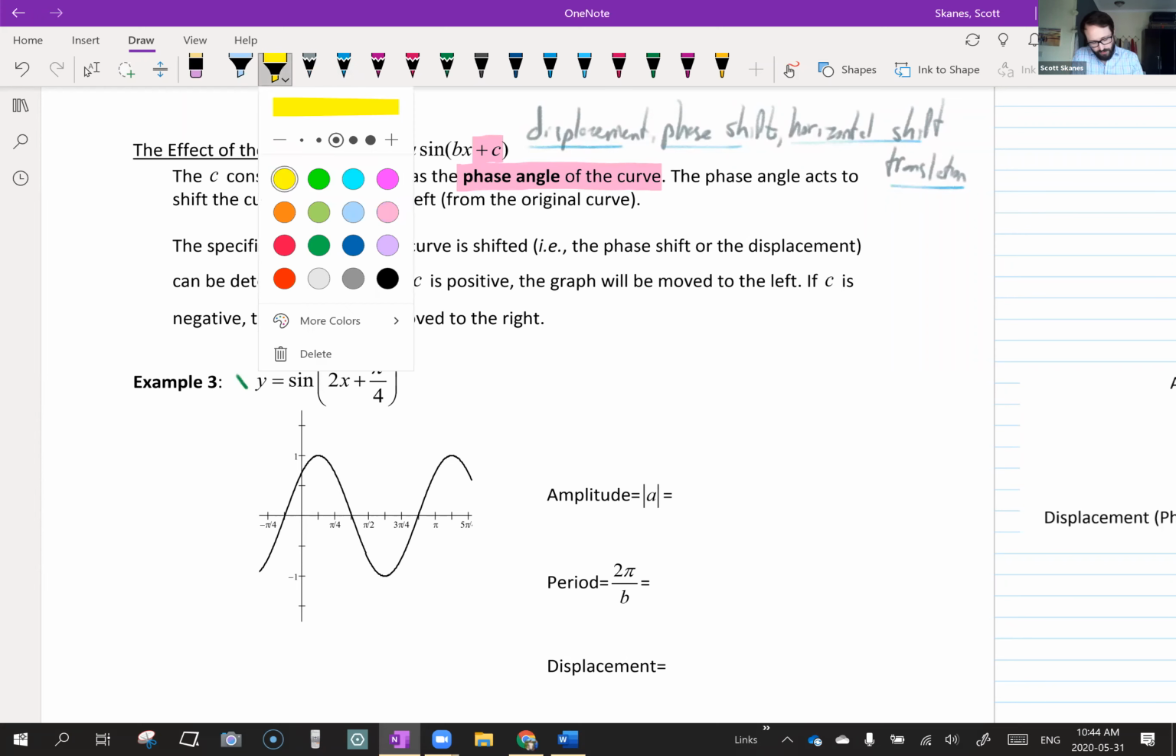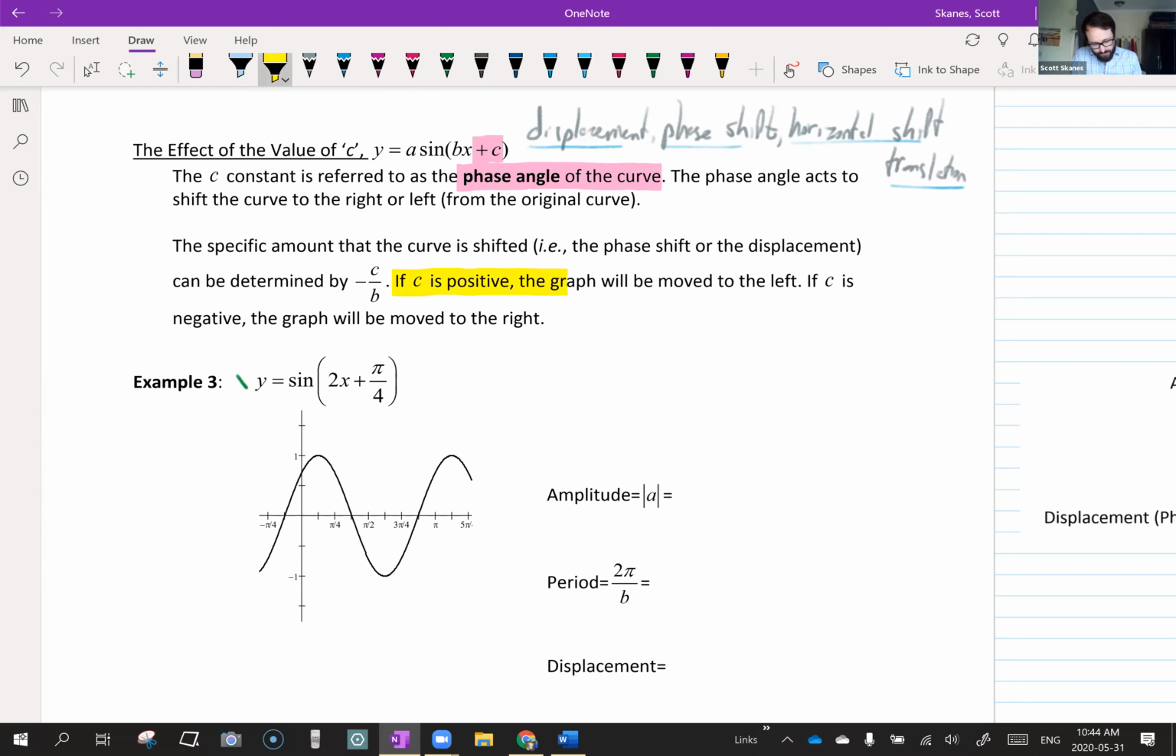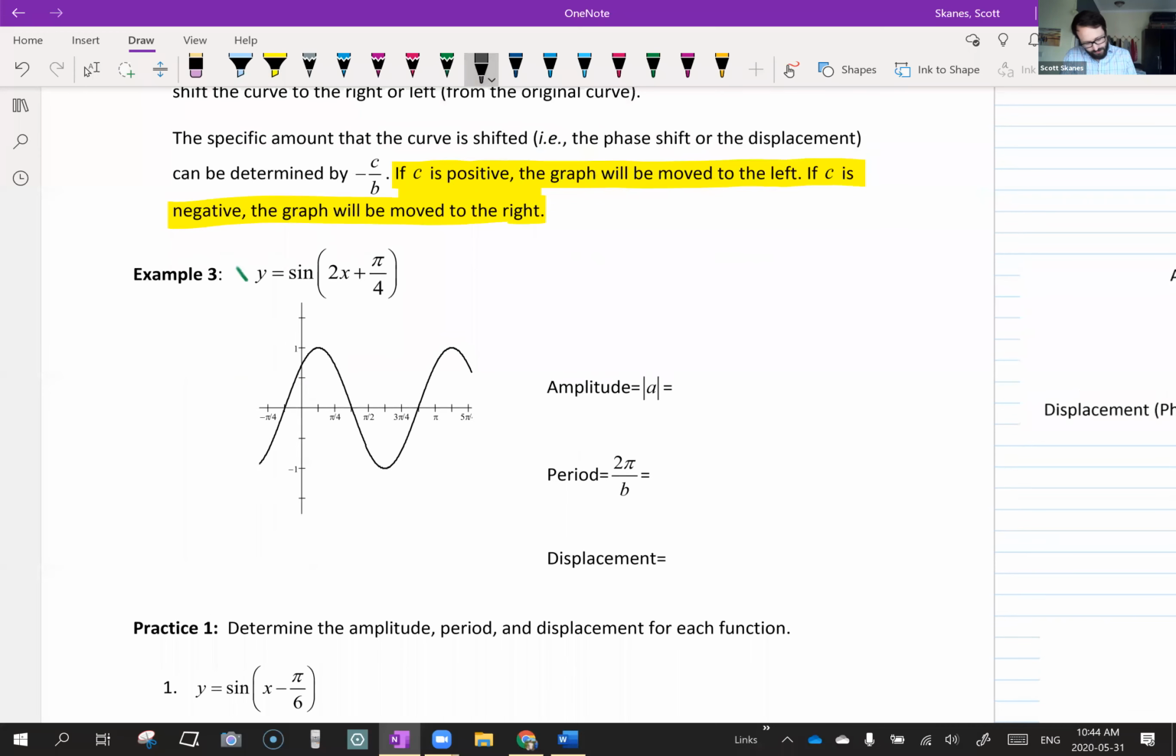One very important point for later, if C is positive, the graph will be moved left. If C is negative, the graph will be moved right. And we did that already, in the last unit. If we affect the x value, plus or minus something, we always shift it. Let's get right to it. Let's do the example. Tom did this as well, but I want to do it from scratch. What's A? 1. What's B?